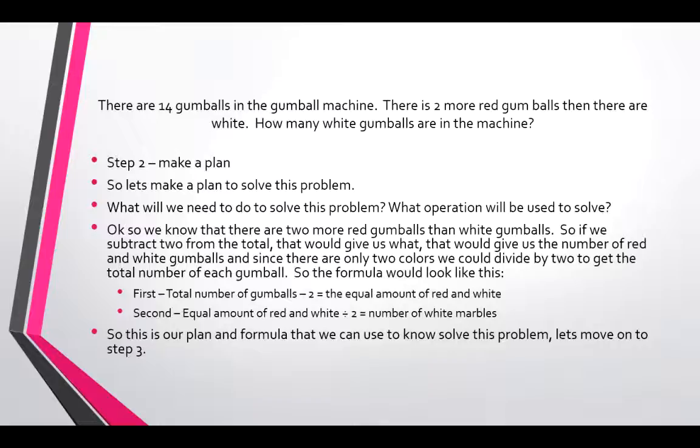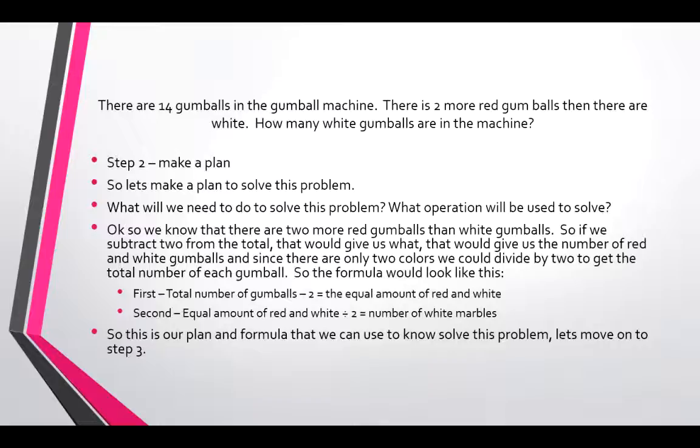So what are we going to need to do to solve this problem? What operations will we use to solve the problem? So we know there are 2 more red gumballs than white. So if we subtracted 2 from the total, that would give us what? That would give us the number of red and white gumballs combined. And since there are only 2 colors, if we divided that by 2, that would give us the number of each of the gumballs.